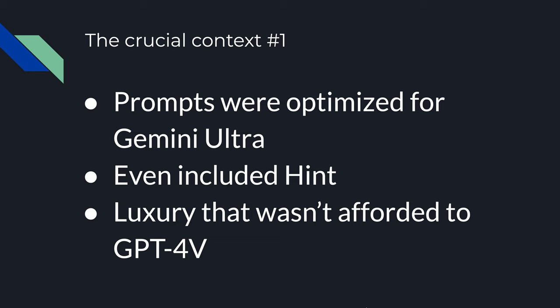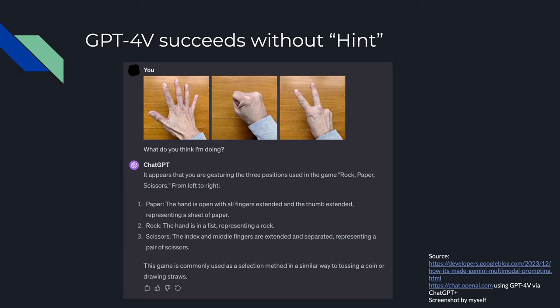As you can see here, I tested that particular prompt-image combination with GPT-4V a second time, this time without the "it's a game" hint, yet the model still produced a similar output, recognizing these freehand movements as part of the game rock, paper, scissors, without the assistance of this hint. So here, we actually see at least one instance where Gemini Ultra needed additional help, and GPT-4V would not have required that help, showing us the power of modifying prompts for specific large language models.